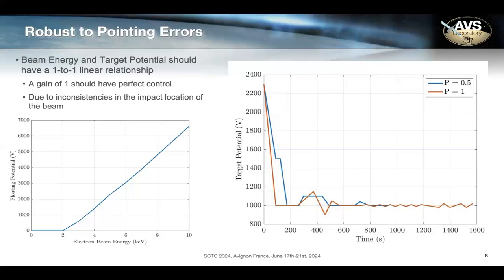However, you can see that with a gain of 0.5, we are able to achieve a desired potential on the target of 1,000 volts with a resolution of 20 volts. So even with these inconsistencies in the impact location of the beam, we still are able to pick gains such that the control converges. And this suggests that the control is actually robust to pointing errors within reason. The electron gun has to actually be impacting the target for this control to work.